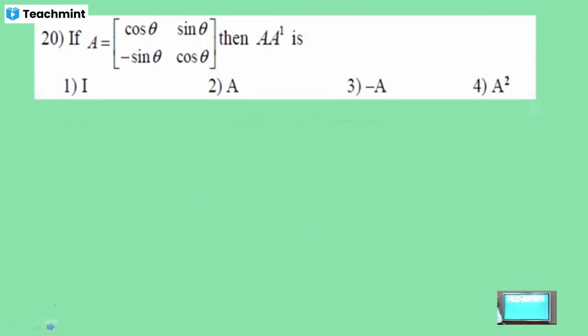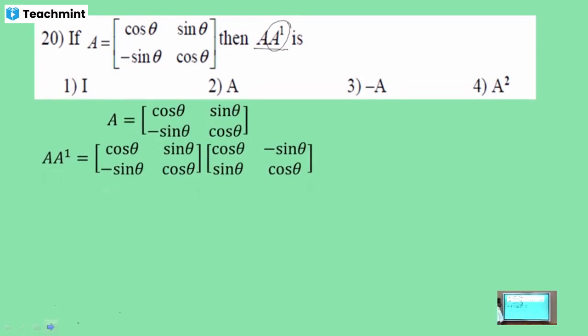Next one. A is the matrix given as cos theta, sin theta, minus sin theta, cos theta. Then AA dash is nothing but A into the transpose of the matrix A. Multiply the matrix by its transpose. When I multiply the matrix by its transpose, that product is A into the transpose.